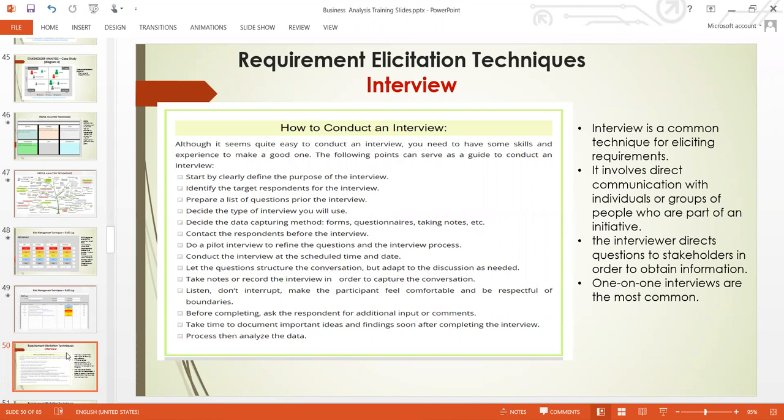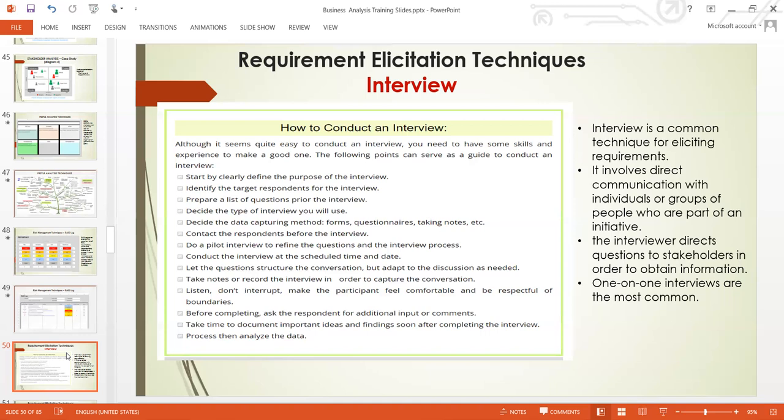So then, after that, you decide the type of interview you are going to use. There are so many ways of doing an interview. It can be a one-on-one interview. It can be a workshop where you face so many respondents at the same time. So you decide which one you are going to use. Then decide the data capturing method. It can be a form, questionnaire, taking notes, etc.